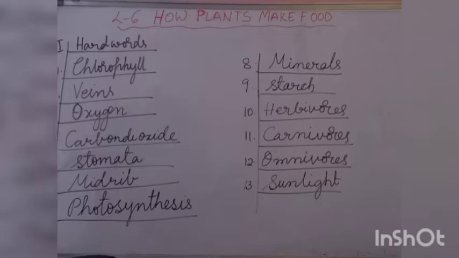So children, please open your classwork books and put the heading lesson number 6, how plants make food. Take out your notebooks and also your pencil, eraser and sharpener and get ready to write the notes with a neat handwriting. Please put the heading lesson number 6, how plants make food.